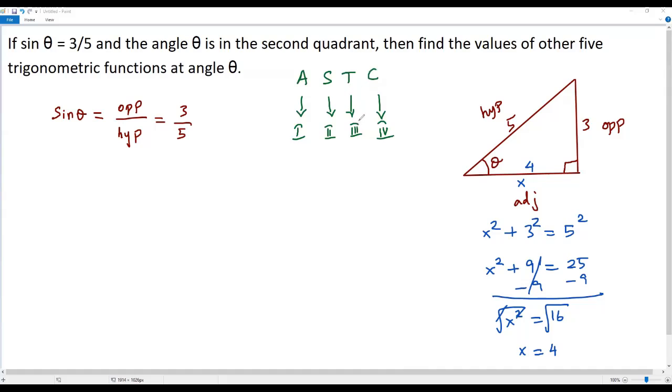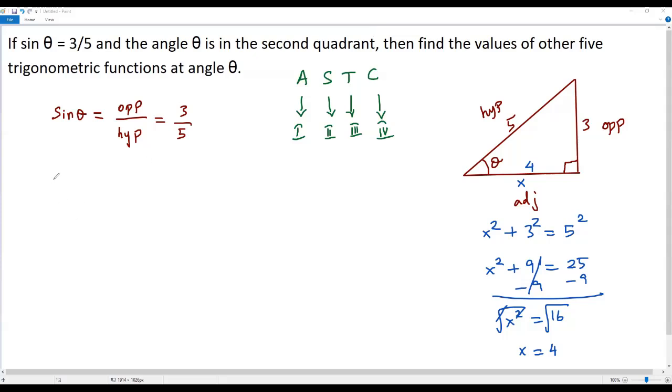Okay, for the third quadrant, we have the letter T. T means the tangent and its reciprocal cotangent are positive in the third quadrant. The rest are negative. And for the fourth quadrant, we have the letter C. C means in the fourth quadrant, the cosine and its reciprocal secant, only these two trigonometric functions, are positive. The rest are negative. Now we know the lengths of all 3 sides of this right triangle, so we can start finding the values of the other 5 trigonometric functions.